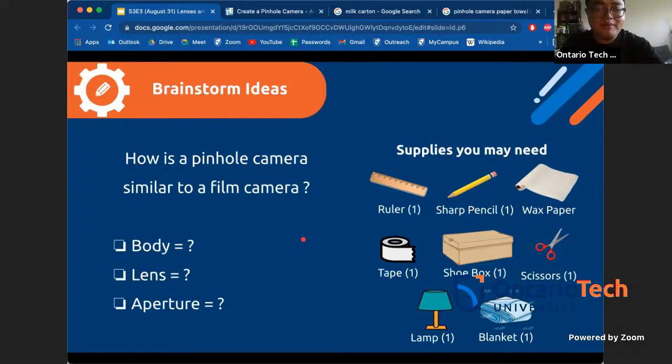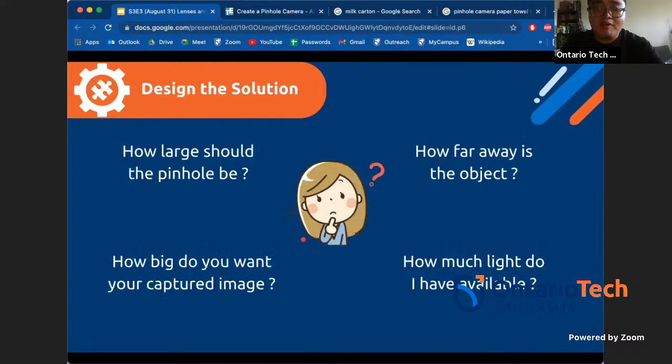Does everyone have their materials? Should we move on to the next stage? I need some more time. Okay. As you gather your materials, I'll talk about the next stage that we have before we go to the making the model stage. So, designing the solution.